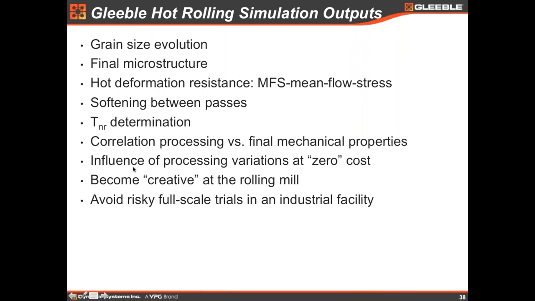You can also check the influence of processing variations at zero cost as compared to an industrial trial. So it's almost negligible cost if you run the simulation in the Gleeble. You can become creative at the hot rolling mill. Of course, this is not welcome for productivity, but you can have a very solid background to suggest schedule changes aiming for quality improvement. And of course, you can avoid the risky full-scale trials in the rolling mill. So this is basically what I have to present.